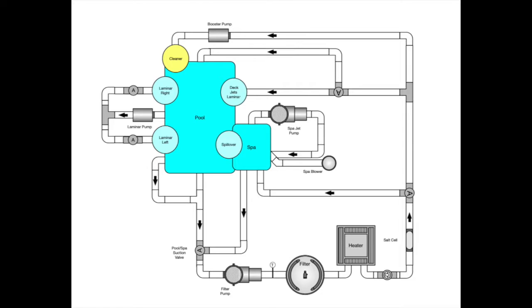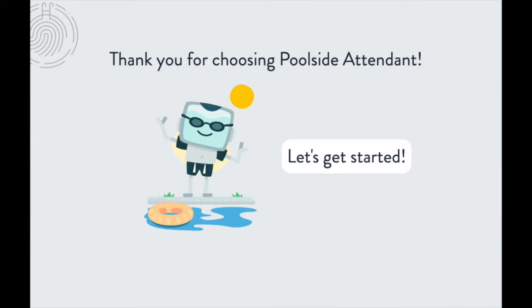After you have unboxed, mounted, and made all the physical connections to the Attendant, we can power on that unit. After a brief boot up period, you will be presented with the Let's Get Started screen. Tap the button to move to the next step.